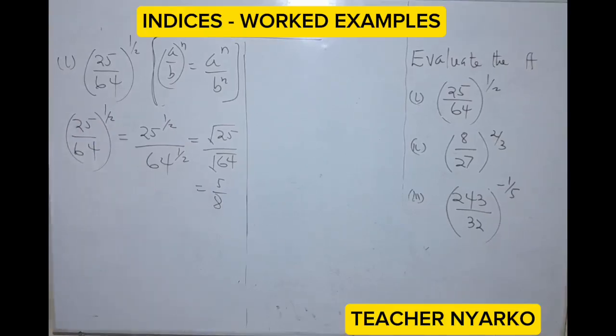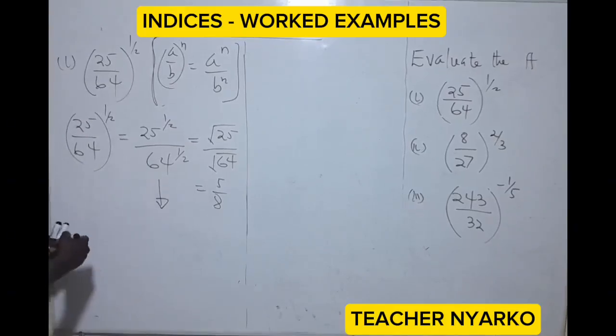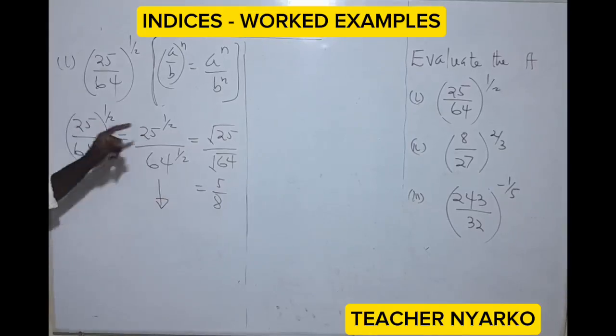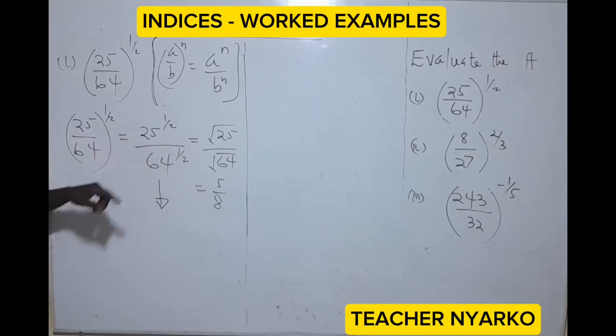Now, there is something I want to show you here. From here, you can decide not to solve it this way. But let me show you something here. Here we have 25 exponent half, over 64 exponent half. When you look at the exponent, the numerator is 1, the denominator is 2. Now, there is something we can do. The base is 25, the base here is 64.